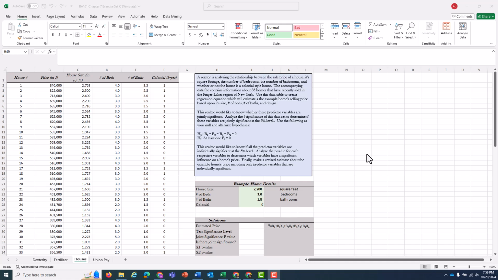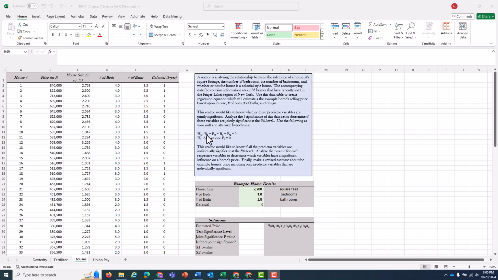In this example problem, we are going to make a regression model which predicts the selling price of a house based upon 4 predictor variables: the size of the house, the number of beds the house has, the number of baths the house has, and whether the house is a colonial or not. But we want to make sure that that is an accurate way to do things. So we are going to test for the joint significance.